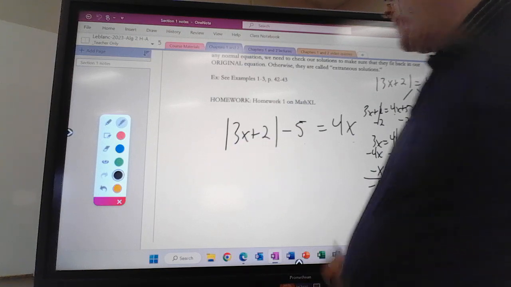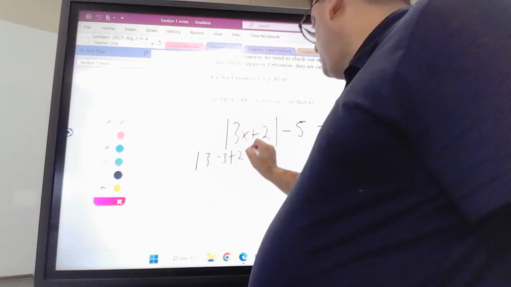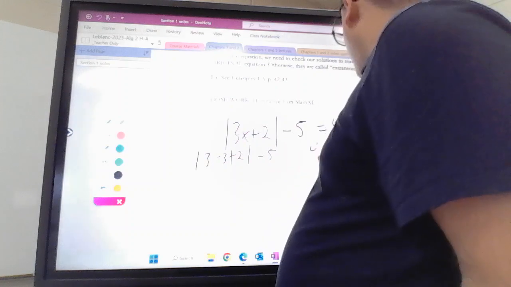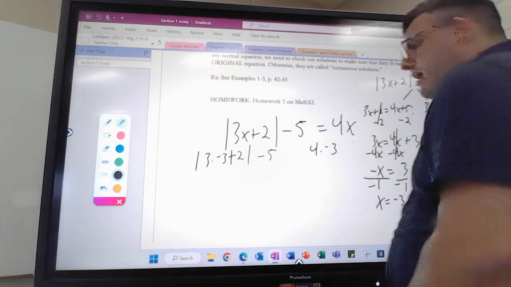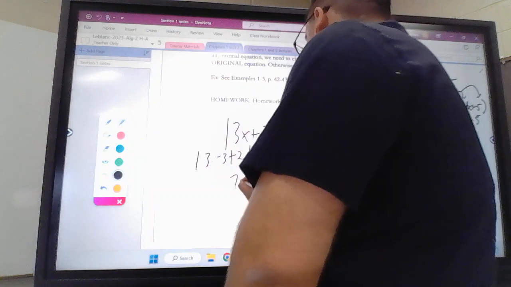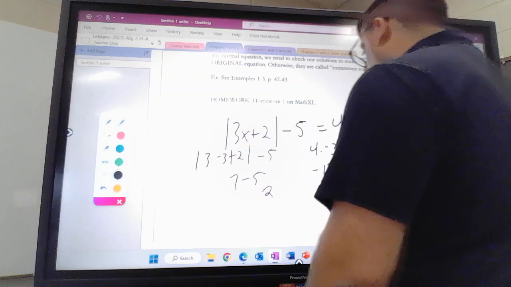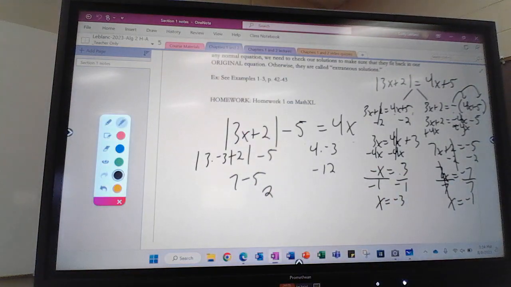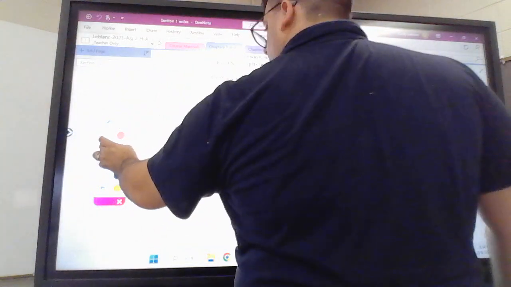So we'll start with negative 3. 3 times negative 3 plus 2 minus 5, and here's 4 times negative 3 on that side. So 3 times negative 3 is negative 9. Negative 9 plus 2 is negative 7. The absolute value of negative 7 is 7. 4 times negative 3 is negative 12. 7 minus 5 is 2. Uh-oh. I have two things that are not equal. That means that negative 3 cannot be a solution to this problem. And that's okay. It just means that it's an extraneous solution.